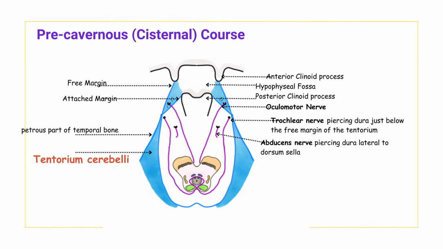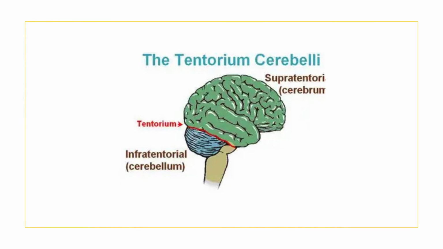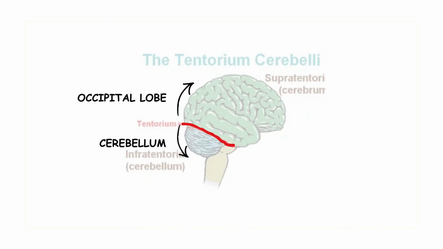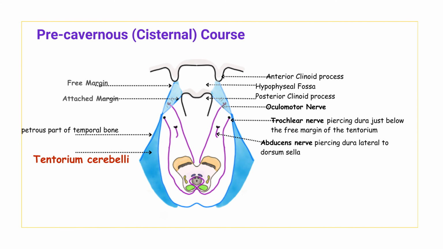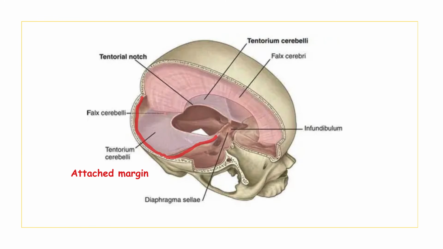Before we go further, let us briefly understand the tentorium cerebelli, because this structure is extremely important for appreciating the course and vulnerability of the trochlear nerve. The tentorium cerebelli is a fold of dura mater that forms a tent-like roof over the cerebellum and it separates the cerebellum below from the occipital lobes of the cerebrum above. It has two margins, an attached margin and a free margin, and both are anatomically and clinically important. The attached margin is the peripheral fixed margin and it is attached to the petrous part of temporal bone, the posterior clinoid processes and the occipital bone. Because it is firmly anchored to the bone, it forms a rigid boundary and does not move.